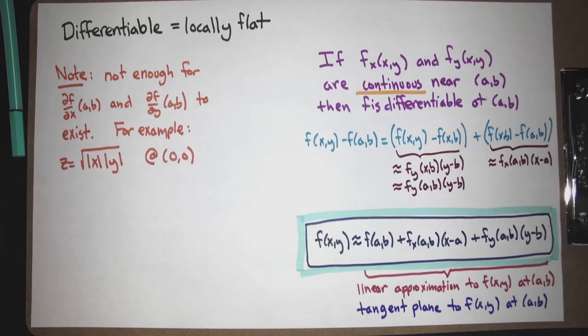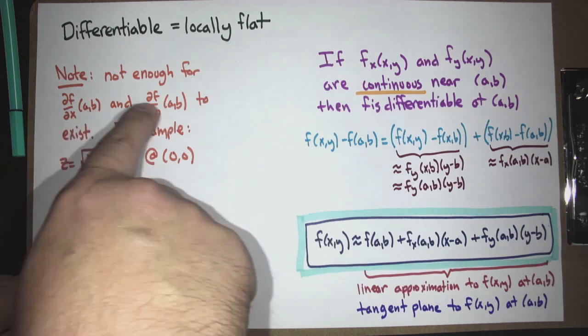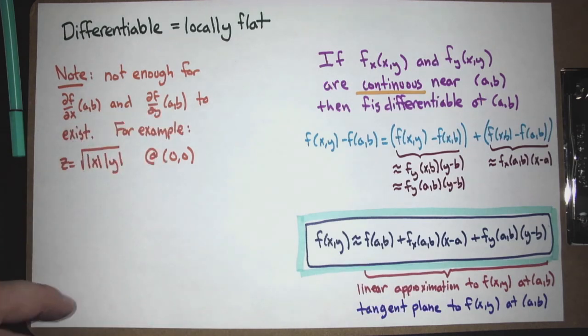Now, when we go back to Calc 1, we say, well, differentiable means I can take a derivative. And so there was this sort of notion. It's like, okay, if I can take a derivative, I locally look flat, life is good. It's not quite that easy for Calc 3 here. So it's not enough that the partial derivatives exist to be flat. So what do I mean?